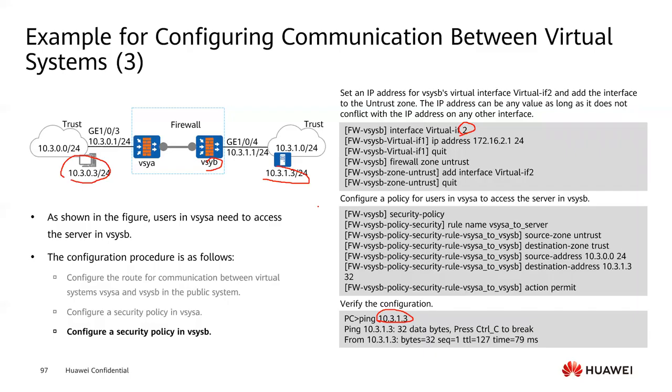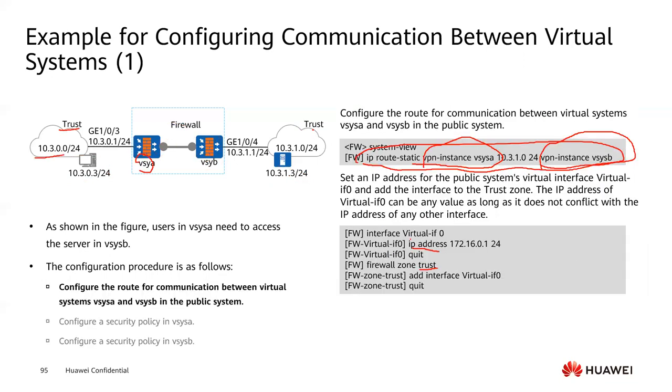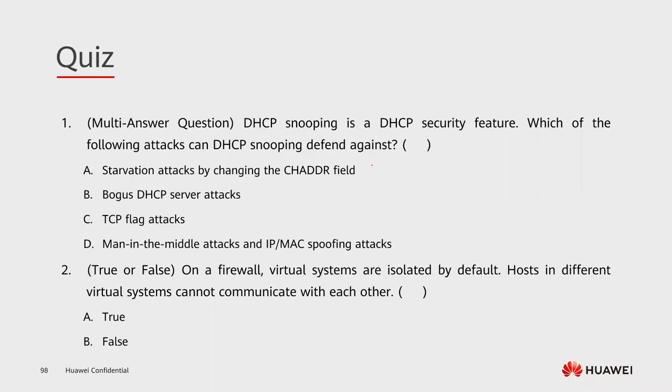But now, another question: can 10.3.1.3 communicate with the PC? The answer is no. Why? Just because only VSS A has the route to it, but VSS B doesn't have the route to it. That is why. Okay, now let's see the quiz of the lesson.